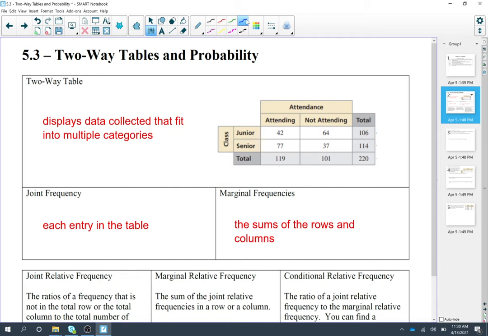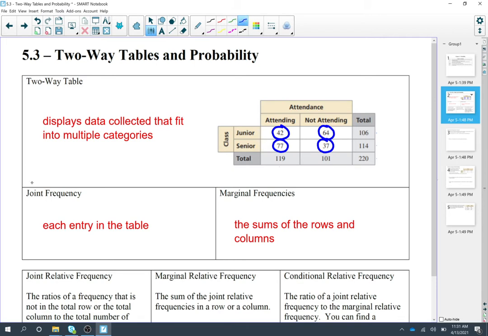Now, joint frequency is each entry in the table. So when we talk about joint frequency, I'm talking about the 42, the 64, the 77, or the 37. Those are my joint frequencies. It's each individual entry. Marginal frequencies are the sums of the rows and the columns.